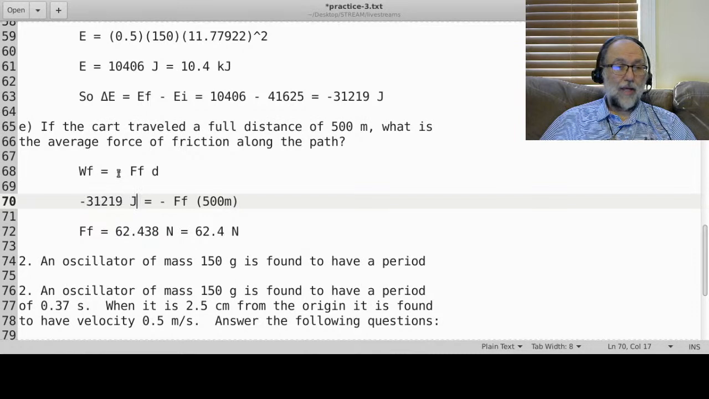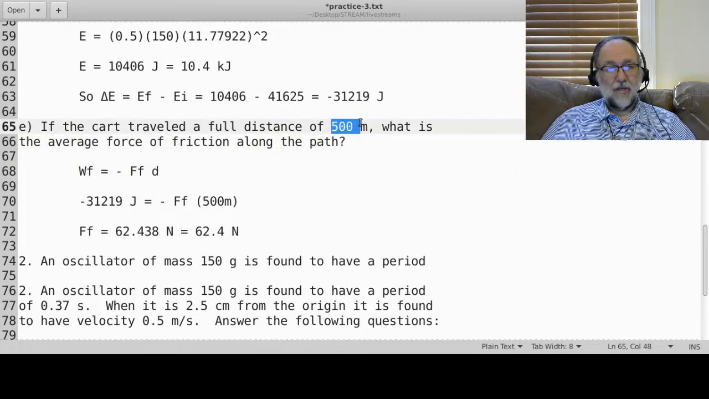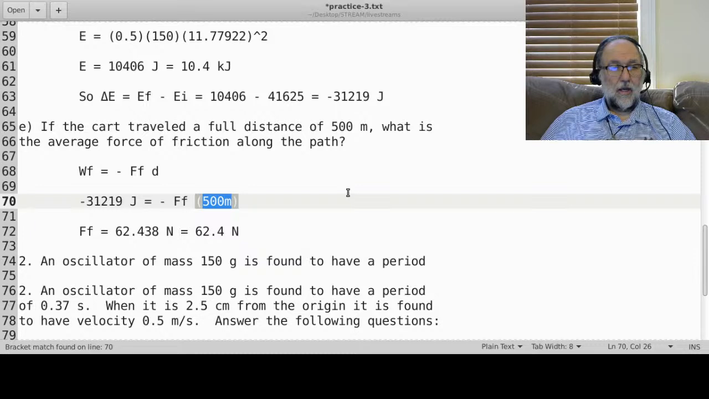And what's that got to equal? Well, that's got to equal minus F_F, and we don't know F_F because, after all, that's what we're trying to calculate, multiplied by d. But I tell you that d is half a kilometer, 500 meters. And so there you go. Plugging into that, you have this. All right. And then dividing both sides, notice the negative signs will cancel, okay, because they have to.